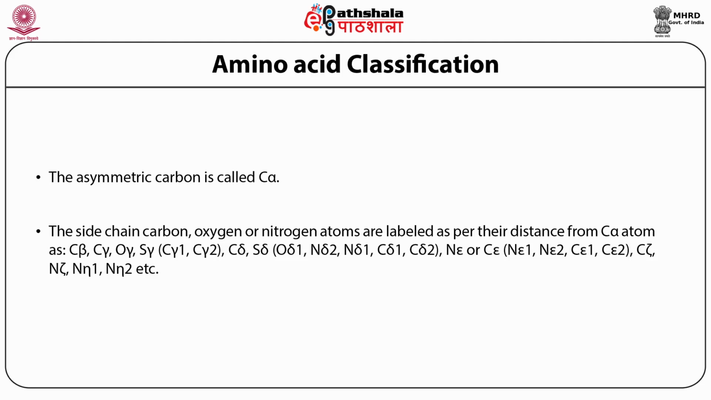And next to delta will be called N epsilon or C epsilon. If there are two atoms at the same position, then they will be called N epsilon 1, N epsilon 2, or C epsilon 1, C epsilon 2. Next to it will be called C zeta or N zeta. And last, that is N eta 1, N eta 2, etc.